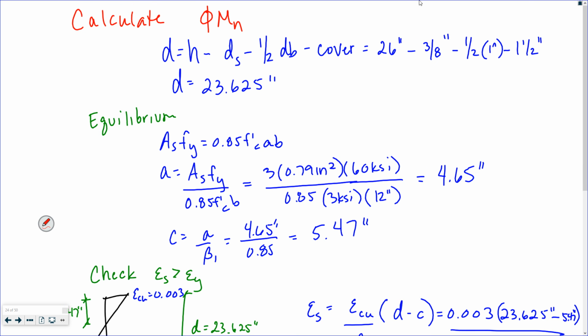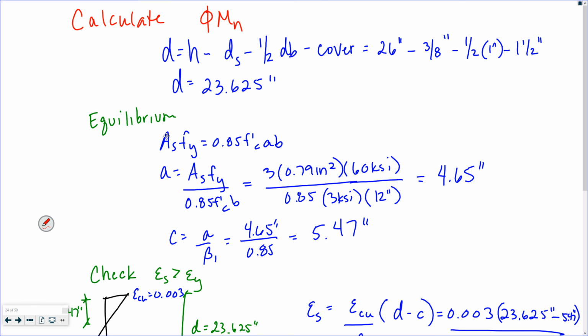We have to calculate a new d. Why do we have to calculate a new d? Because we actually know our bar diameters. The earlier version of d was just estimating it, h minus 2.5, and h minus 2.5 was 23.5. So it's not that much different, but we do have to go back and recalculate it.